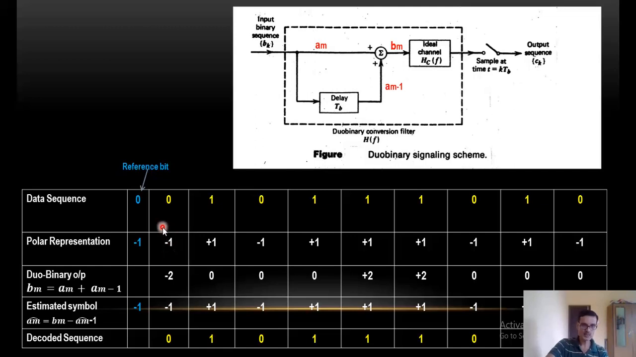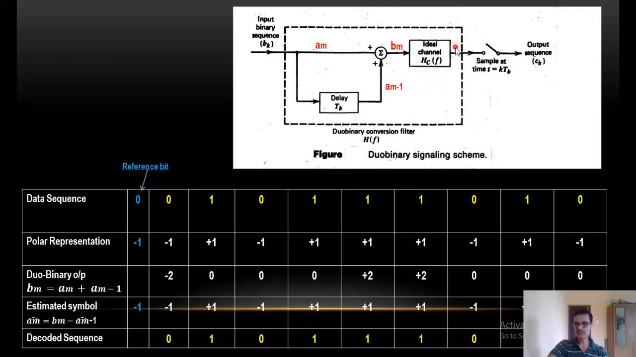-1 is added with the previous bit. So -1 and -1 is nothing but it is -2. Right? +1 added with -1 is 0. So -1 plus 1 is 0. Again, +1 and -1 is 0. +1 and +1 is actually 2. +1 and +1 is 2 again. So like that, you just go on filling this particular row. That is, BM is nothing but AM plus AM minus 1.